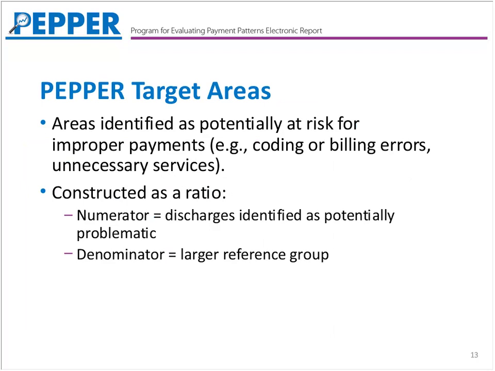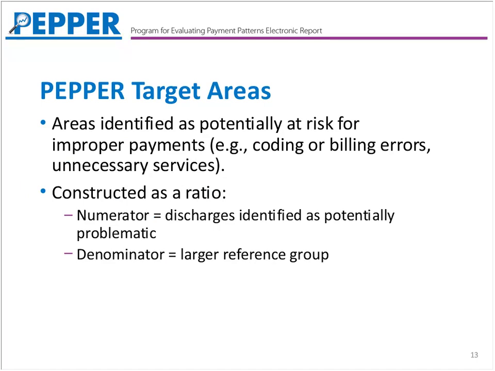All of the target areas in the PEPPER are constructed as a ratio where we have a numerator, which basically is the discharges that are identified as potentially problematic, either from a medical necessity or coding standpoint. And the denominator is a larger reference group. For each of our target areas, we calculate a target area percent. Essentially, we're dividing the numerator count by the denominator count, multiplying that by 100 to come up with that target area percent. And you'll get a feel for what that looks like when we actually take a quick look at the PEPPER.